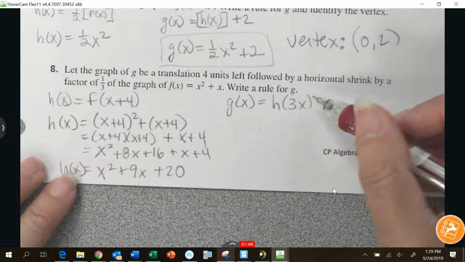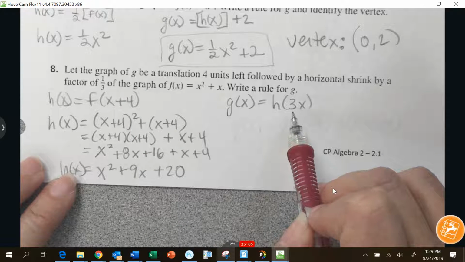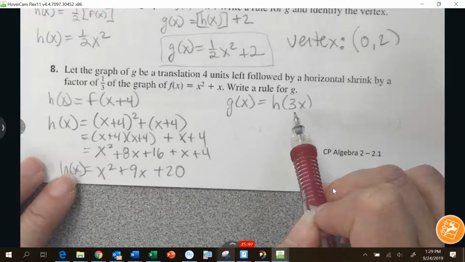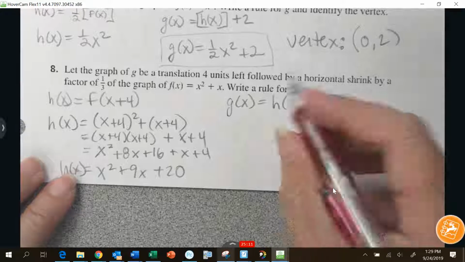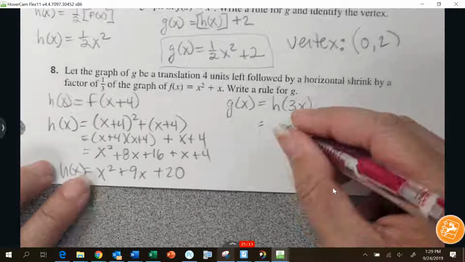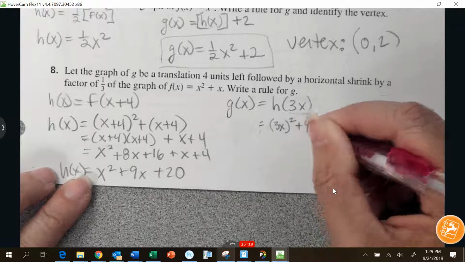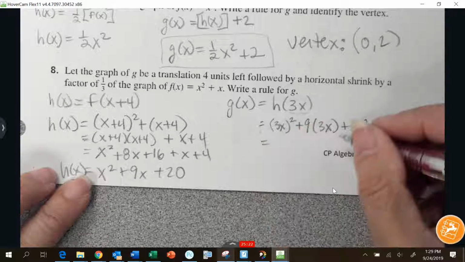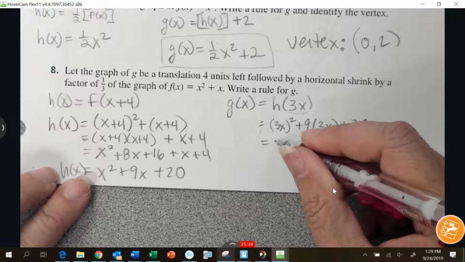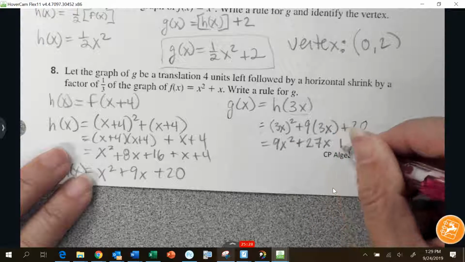Yeah. So now I'm going to do the horizontal, because that's horizontal, I had to put it on the inside, and I had to flip the number to make it 3. So this means wherever I see an x, replace it with 3x. So I'm going to use my h of x equation wherever I see an x. I'm going to make it 3x squared plus 9 times 3x plus 20. And then I'm going to simplify that. That's 9x squared plus 27x plus 20.